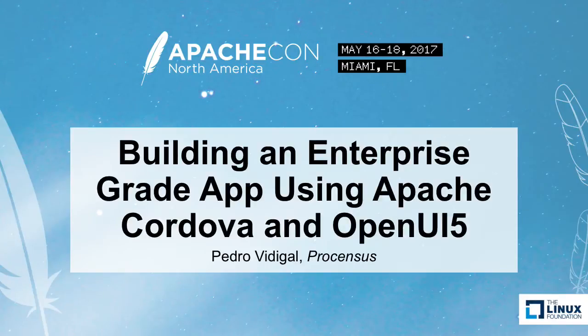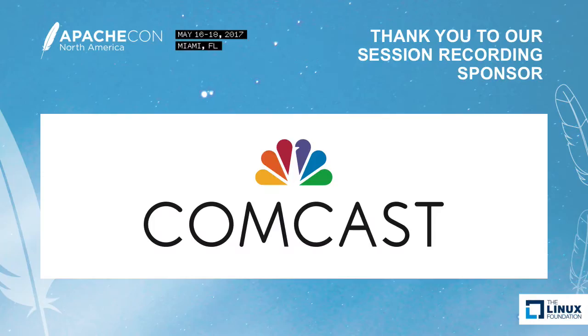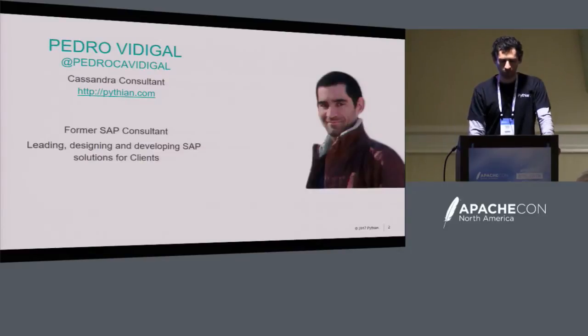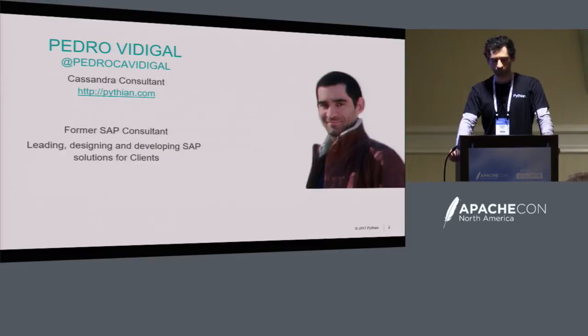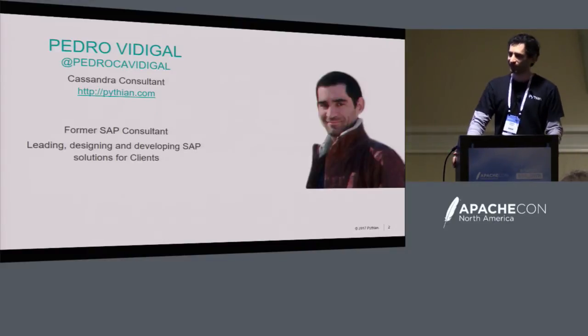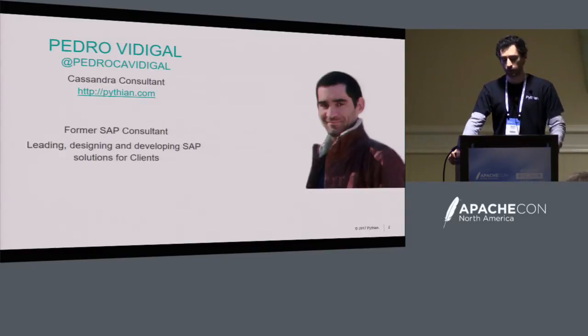So I'm here to talk about building enterprise applications using Apache Cordova and SAP OpenUI5. So who am I? My name is Pedro Vidigal. I'm a Cassandra consultant at Pythian. But formerly I worked for 8 or 9 years as an SAP consultant. So I came from the dark side to the open source world. I had a lot of experience with international clients, Europe, US, also Asia.